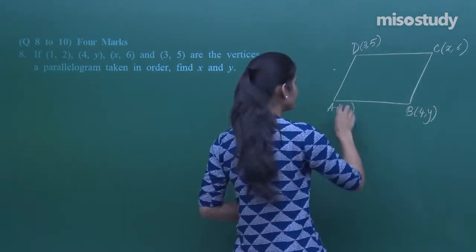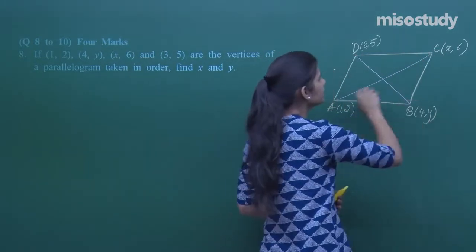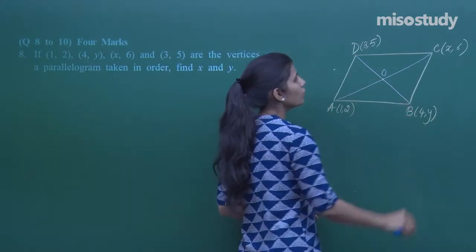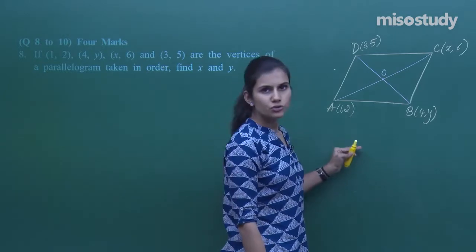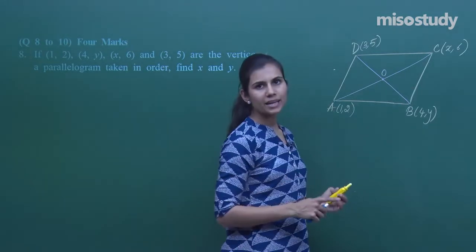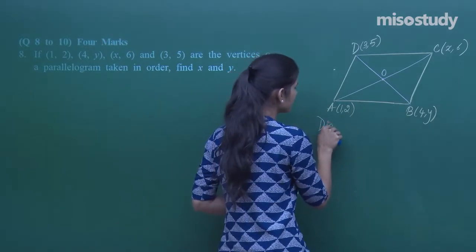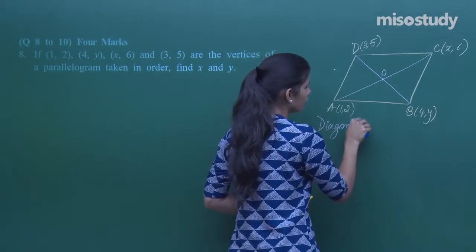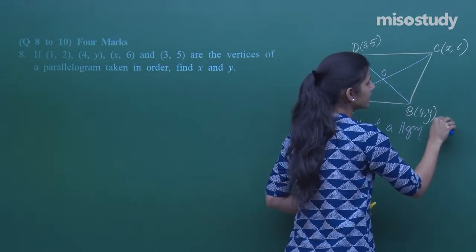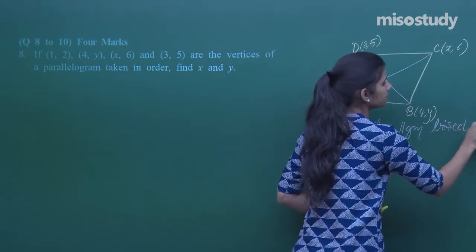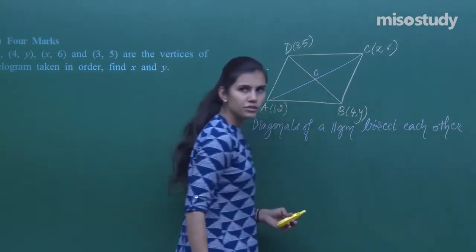How am I going to compute the value of x and y? I use the fact that if I join A and C and I join D and B, these two are going to intersect at O, and these are the diagonals of the parallelogram ABCD. I am going to use the fact that diagonals of a parallelogram bisect each other. We have proved this in the chapter of quadrilaterals.